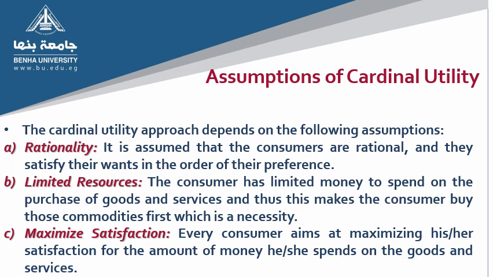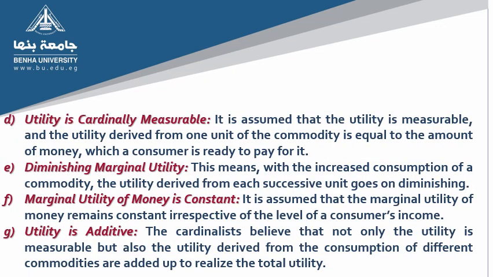Maximize satisfaction. Every consumer aims at maximizing his or her satisfaction for the amount of money he or she spends on the goods and services. Utility is cardinally measurable. It's assumed that the utility is measurable, and the utility derived from one unit of the commodity is equal to the amount of money which a consumer is ready to pay for it. For example, one util equals 1 unit of money.